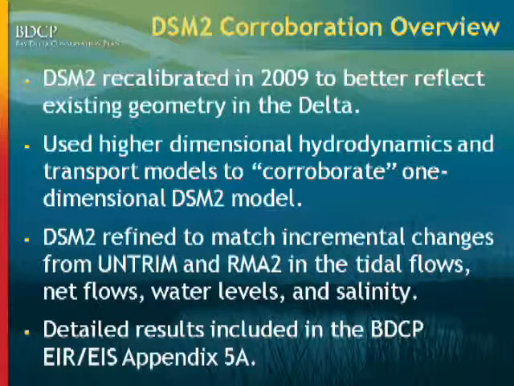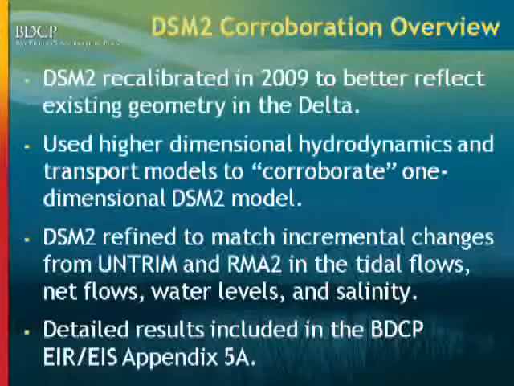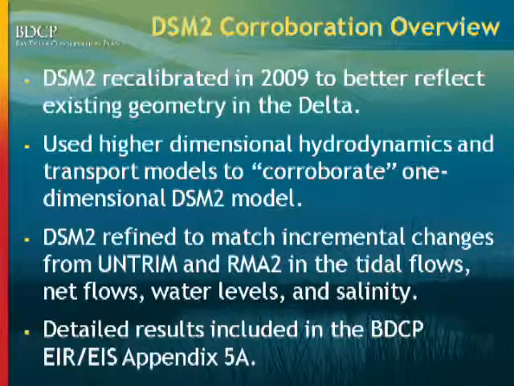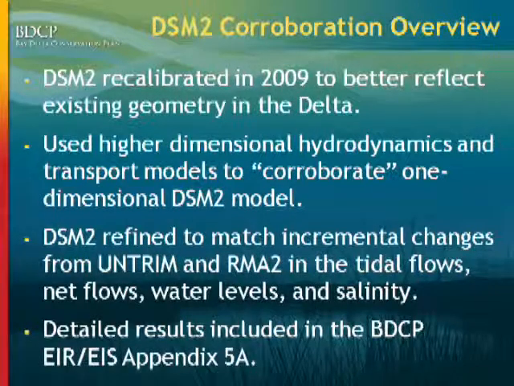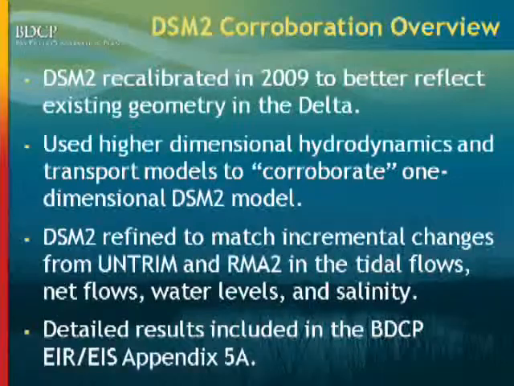This slide is basically diving into how the DSM2 model was corroborated to match the higher dimensional models. To start off, in 2009, we recalibrated the one-dimensional DSM2 model, which represents the entire Delta from Sacramento to Vernalis to Martinez. That is the geographic scope of the model. It was calibrated to better reflect the geometric conditions at that time. Prior to that recalibration effort, the model did not include Liberty Island, for instance, and we noticed that this change affected the hydrodynamics at the Rio Vista junction and the Cache Slough junction, so we thought it was a critical piece of information that needed to be part of the baseline model.